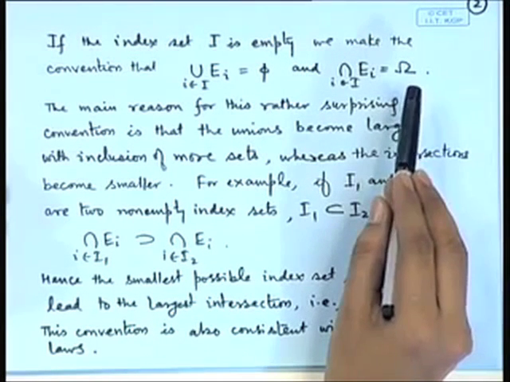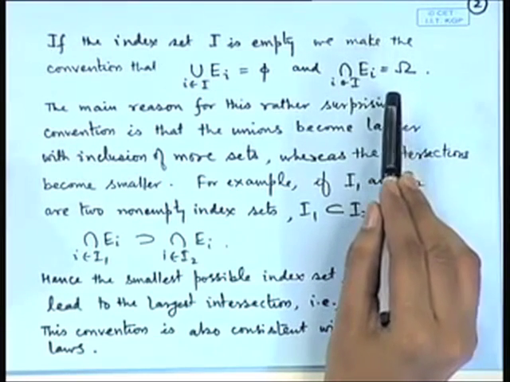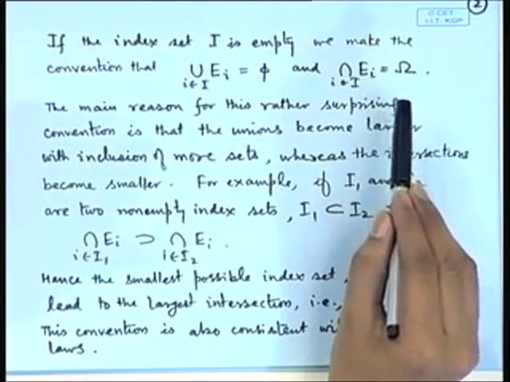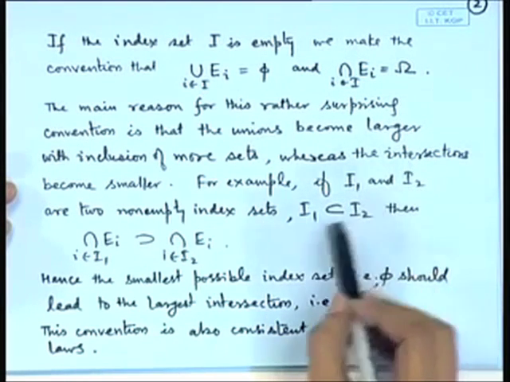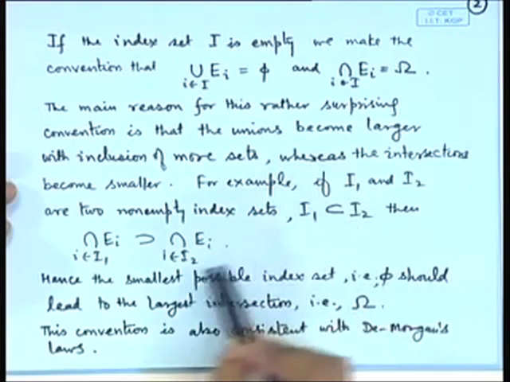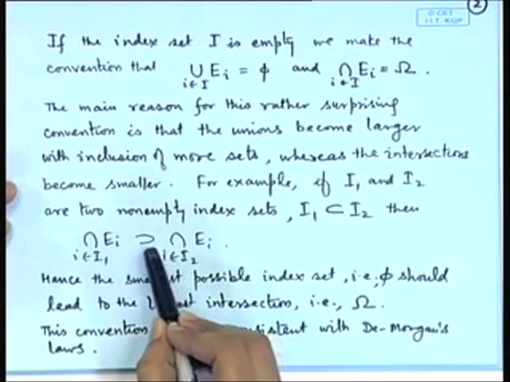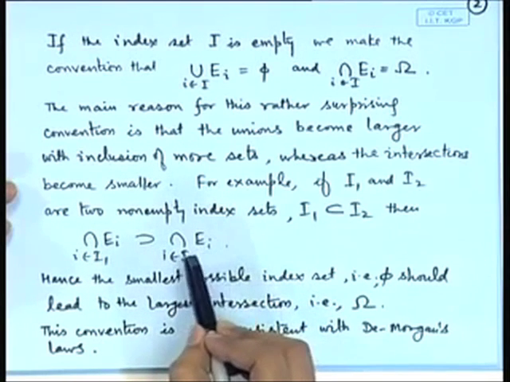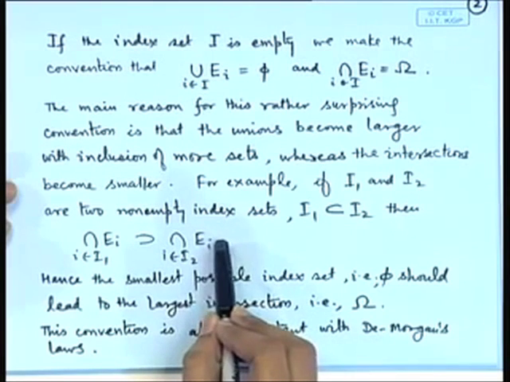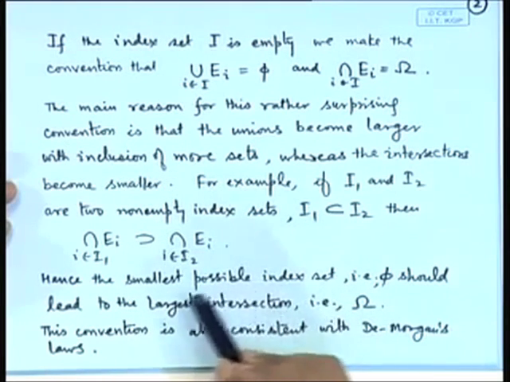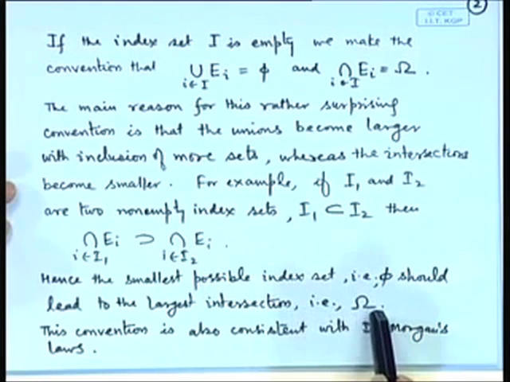However, it is motivated by the fact that if we take more and more sets in an intersection, then it becomes smaller. For example, if I have two index sets I1 and I2 such that I1 is a subset of I2, then the intersection of E_i where i belongs to I1 contains the intersection of E_i where i belongs to I2, primarily because more sets means the intersection becomes smaller. Hence, the smallest possible index set, that is phi, should lead to the largest intersection, that is omega.